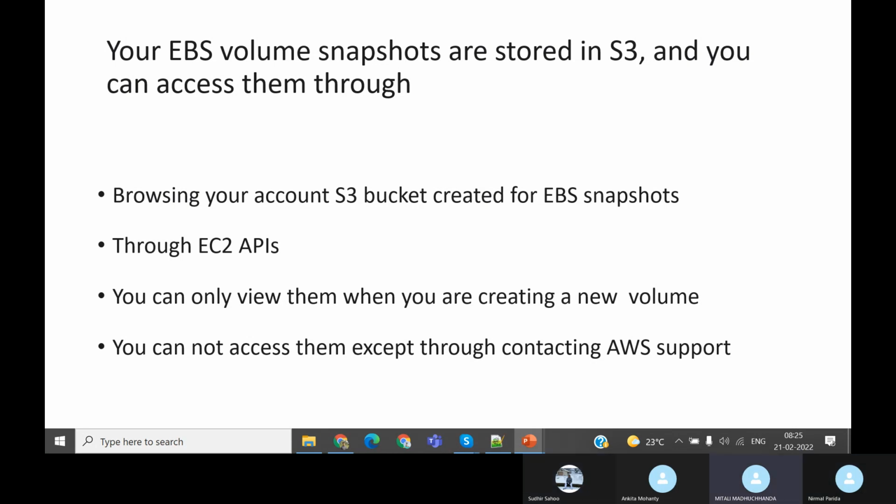I thought the AWS actually does the snapshot. No, the question is different. They are doing the snapshots, but the question is how you can access them. Option 4 says you cannot access them except by contacting AWS support. This means that if you want to access, you have to call the AWS support group or send a mail to AWS support. This is not the right answer. You can access them. The question is how.